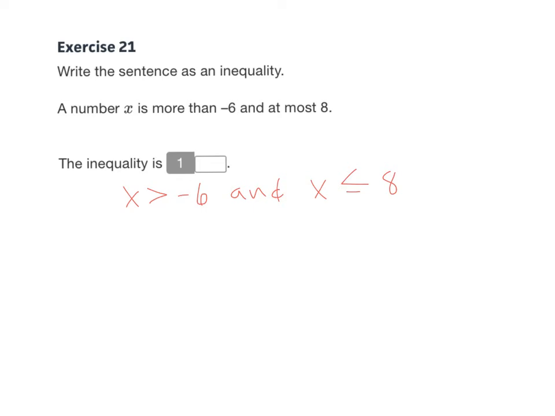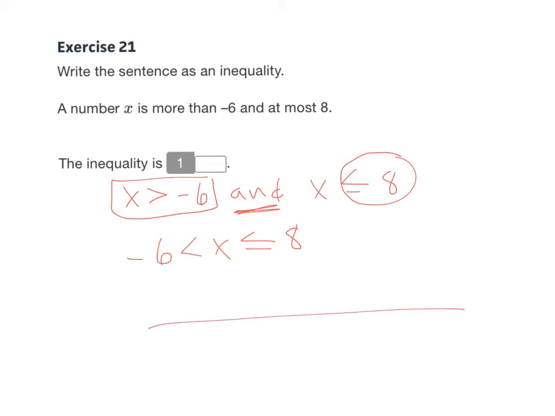Now, because this is an and, we have to put it back together. So we're going to take the smallest one and flip it. That's going to be negative 6 less than x, and then we incorporate this part, less than or equal to 8. Let's graph this, just so we can see that it's an and. We'd have negative 6, open circle, headed in this direction. Positive 8, closed circle, headed to the left.